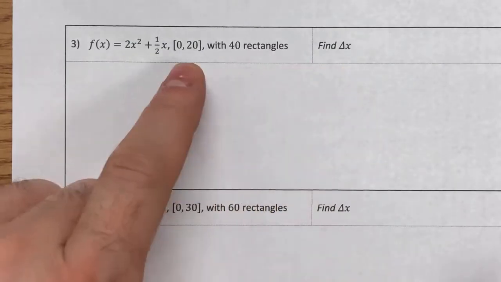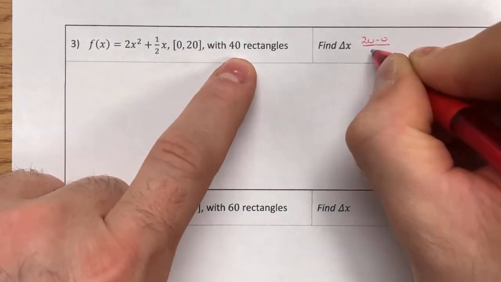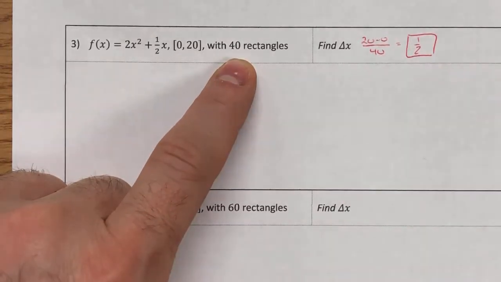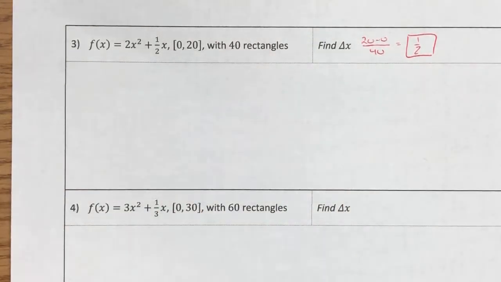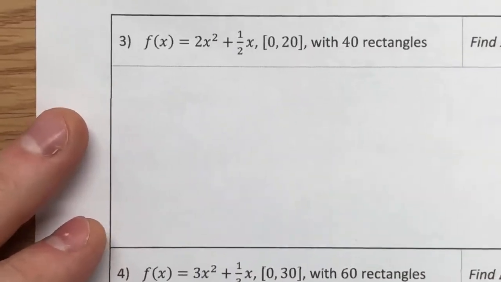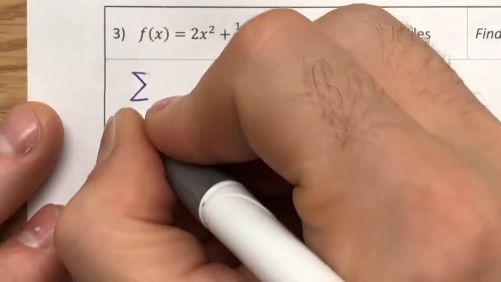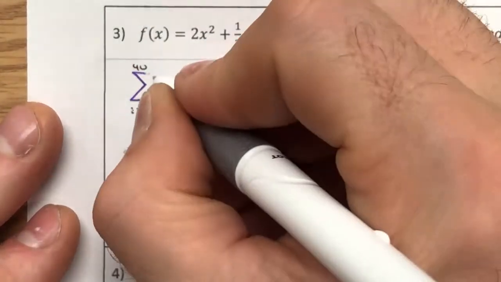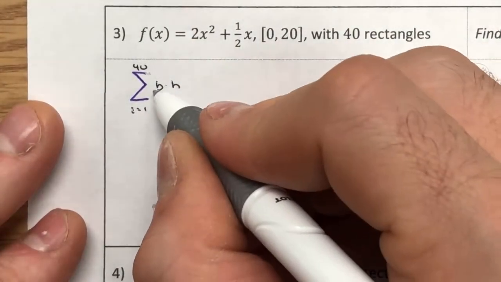So if we want to find our delta x, I'm going to do the same thing as before. I'm going to take 20 minus 0 and divide it by the number of rectangles. So 20 divided by 40 is 1/2. So my delta x is 1/2. Cool. So let's pop in right here. We know that we are summing from 1 to 40 because we have 40 rectangles, all base times height.